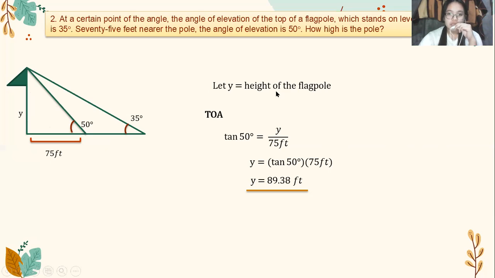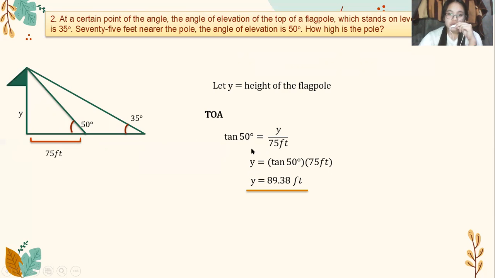So let y be the height of the flagpole. So this is the height of the flagpole. Then I will be using the tangent, which is opposite over adjacent. Since the adjacent is already a given, all I have to do is to solve for the tangent 50 degrees is equals to y over 75 feet.